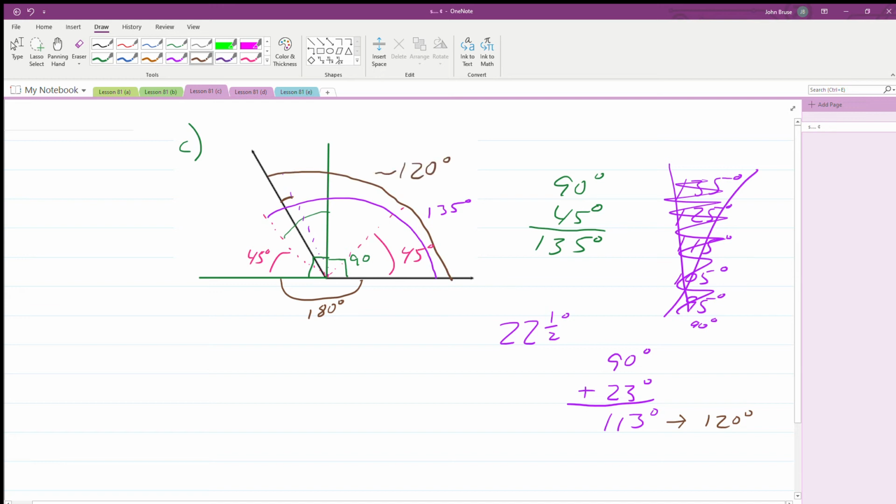I apologize for this mess over here. I was going to try and do something with splitting it up, but I think that this is a better solution. So I know it looks messy, but we want to make sure that we understand that 90 degrees is this perpendicular, and then another 45 degrees would be 135 degrees, and then this is a little less than that. So that's why we ended up going with 120 degrees, or about 120 degrees.